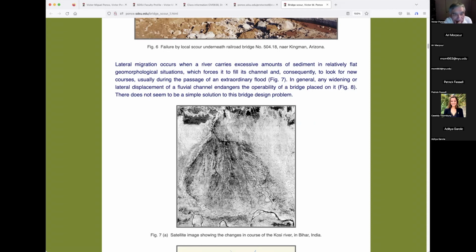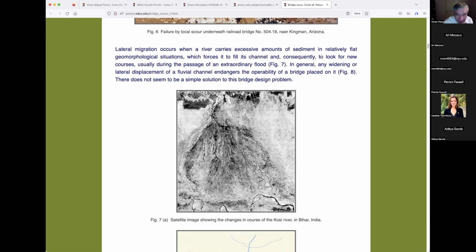There doesn't seem to be a simple solution to this bridge design problem. There is no simple solution. And I give you an example of it here. What is this? This is the Kosi River, which, by the way, we worked on back in the year 1993.